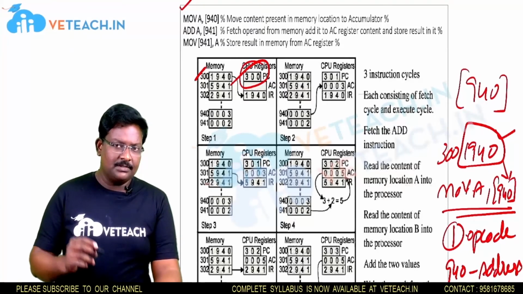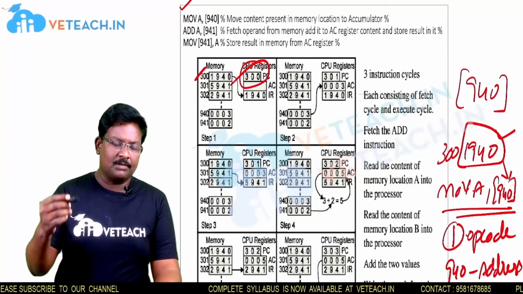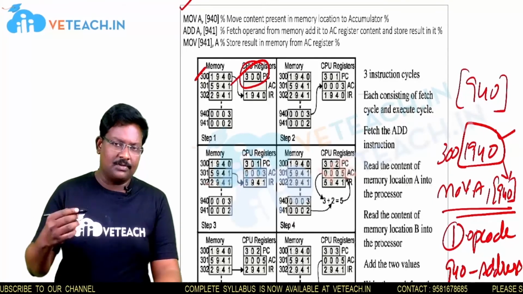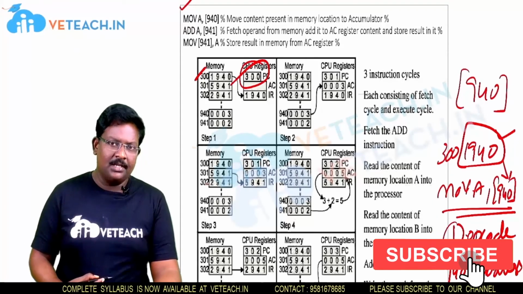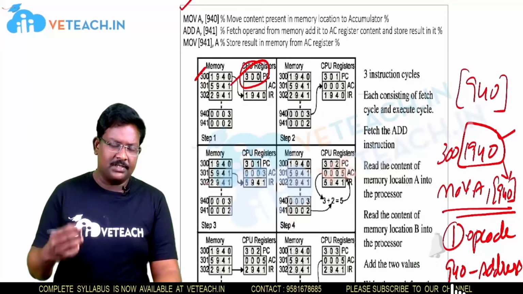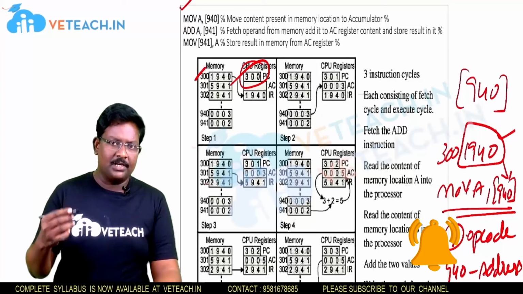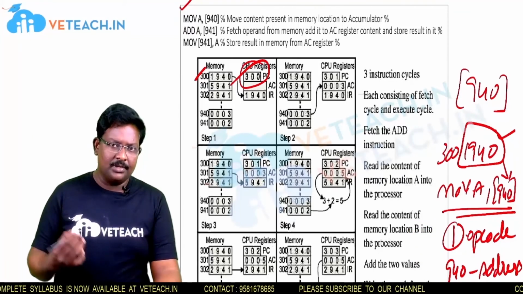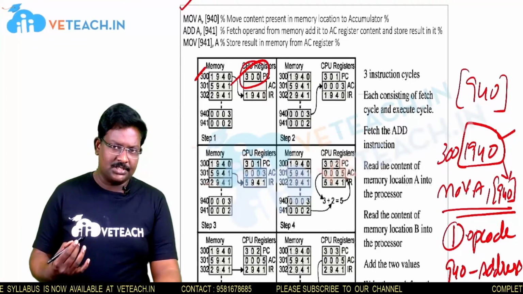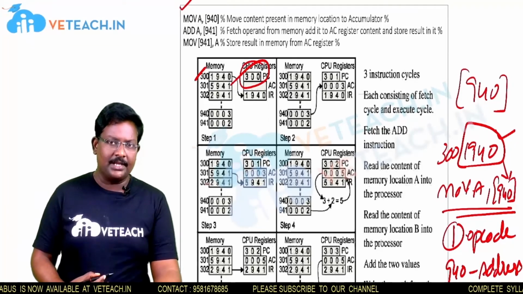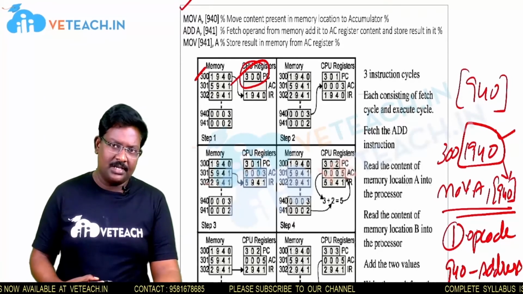Now from PC we are going to send this address to MAR. From there we are going to send it to the system bus, and from there to memory, and in memory we are going to search for this address location. After identifying the address location, we are going to read that particular instruction and it is going to be placed into the IR. So this whole procedure is called the fetch operation.